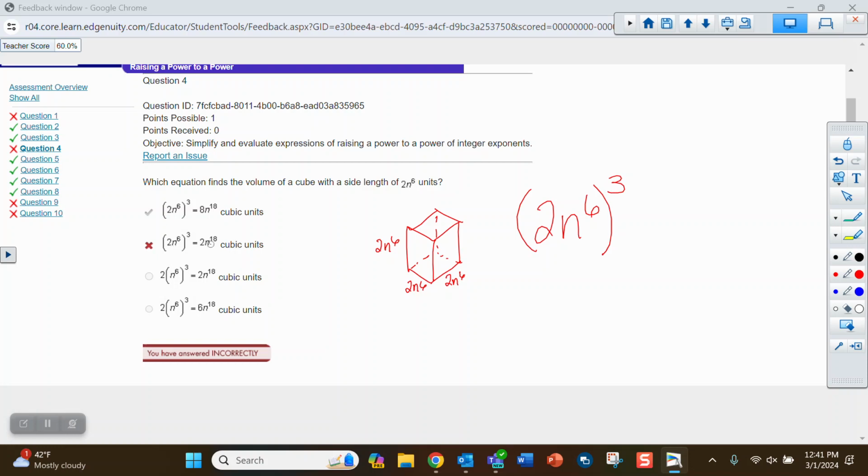So it appears that, again, you forgot to cube the 2. It's 2 to the 3rd, and then also n to the 18th. It's n to the 6th to the 3rd, which is 6 times 3 is 18. So then this simplifies to 8n to the 18th, so you can see it there.